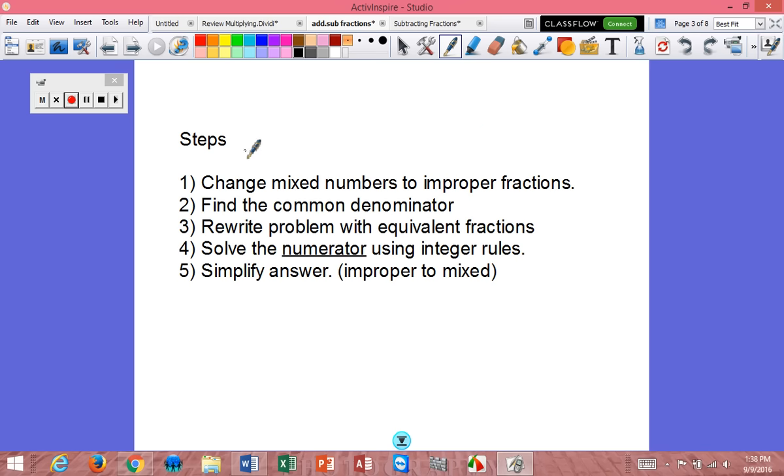Alright, so the first thing we want to do is if we see any mixed numbers, we want to make them improper fractions. Then we'll find the common denominator. Then we rewrite the problem with equivalent fractions, solve the numerator using integer rules, and then we will simplify the answer. If it's improper, we need to make it a mixed number. And of course, we need to reduce.